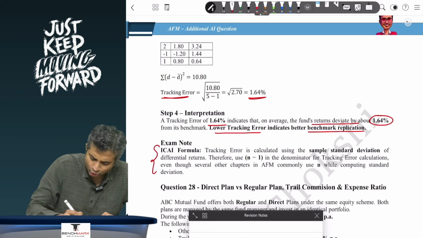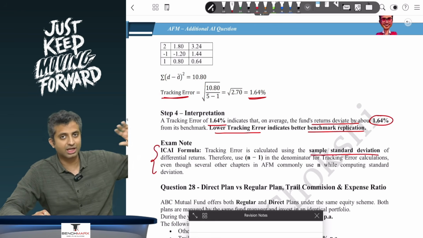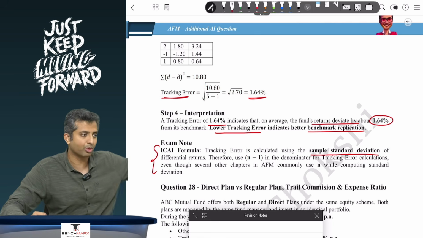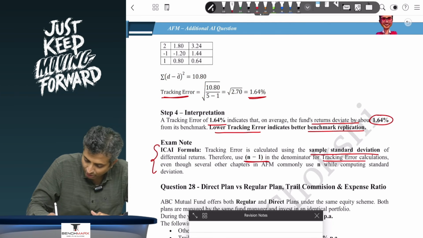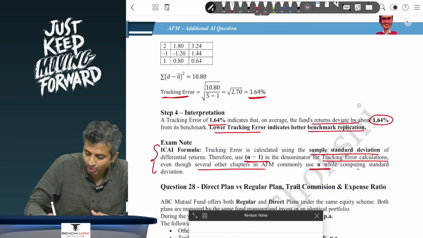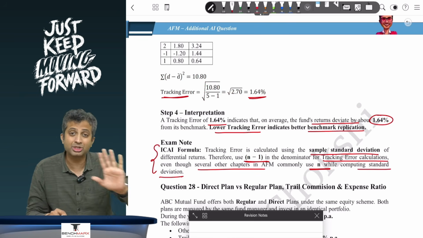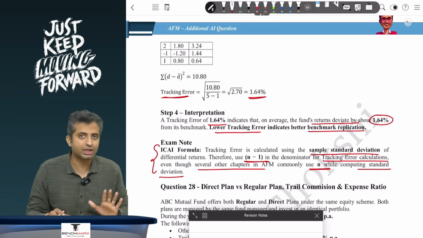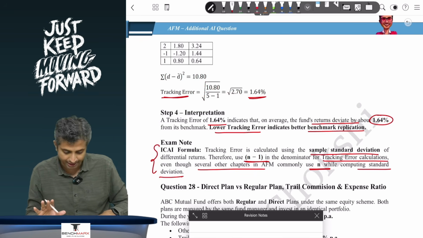Again, we have written a note on that N minus 1. Tracking error in this case is usually using sample standard deviation. Well, that way that standard deviation can be for a sample even for regular portfolio questions. Therefore, N minus 1 is taken for tracking error calculations, even though several other chapters in AFM commonly use N while computing standard deviation. So ideally we should take N, but if a tracking error question comes, to keep peace with the institute, we will take N minus 1 and write an alternative note in the exam that alternatively we can even take N.